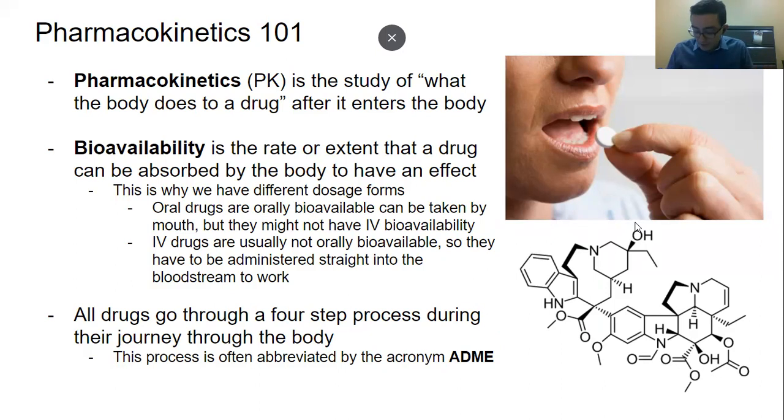Now, pharmacokinetics, as any big word, might be a little bit intimidating at first, but what we'd like to focus on with PK, as we know it, is that PK is the study of what the body does to a drug after it enters the body. So PK is just the abbreviation for pharmacokinetics.